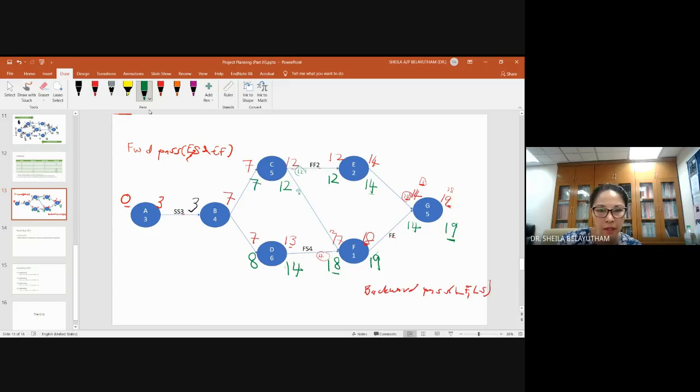Coming backwards, okay, so normal finish to start for both. D starts 8, B will finish 8. Or C starts 7, B will finish 7. In comparison, 7 is smaller, so hence we use 7. Minus 4, you get 3. So start to start 3. 3 minus 3, you get 0.